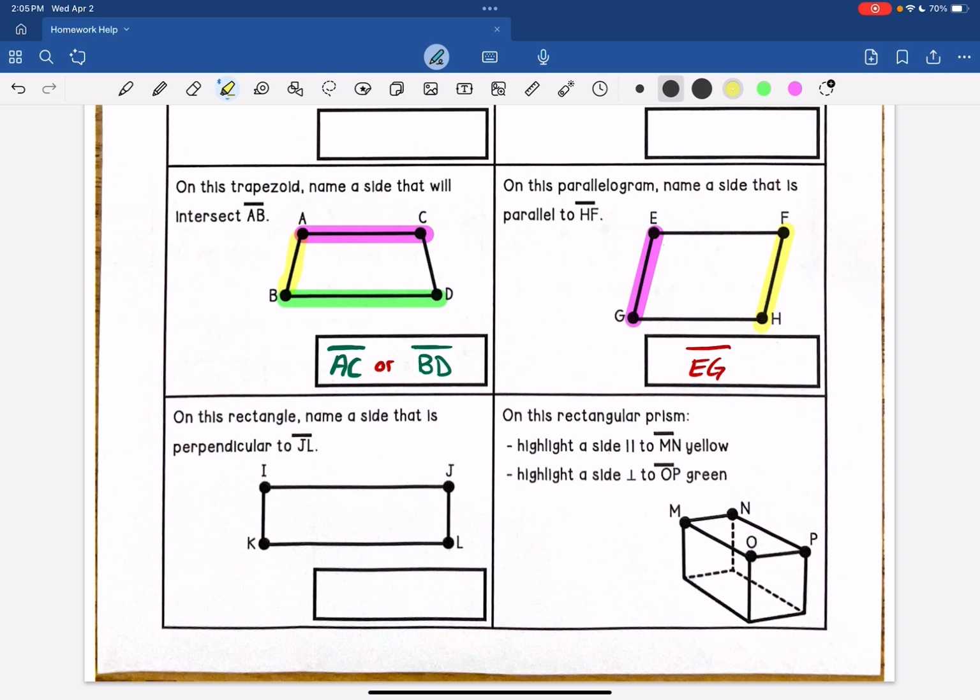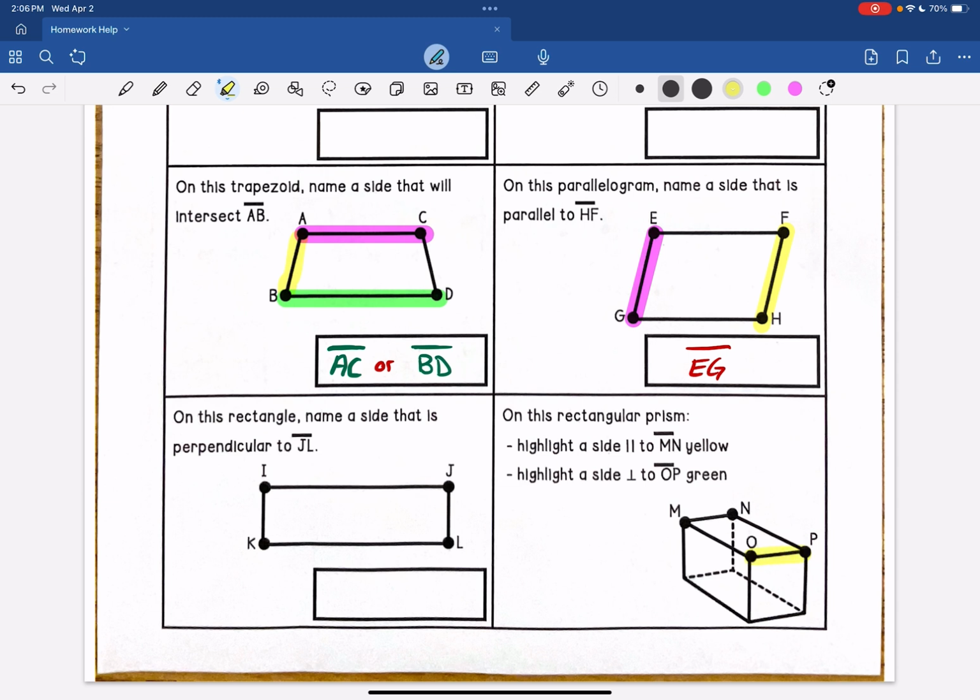All right, so we're going to highlight a side that is parallel to MN yellow. All right, and so MN is this one right here. A side that will go the same direction and never touch would be side PO.